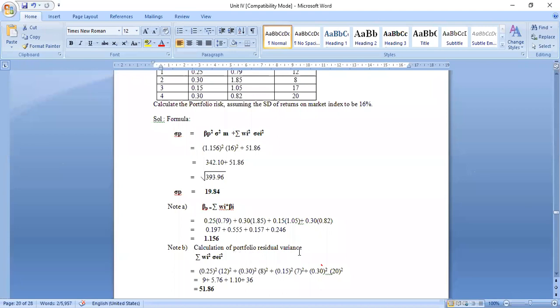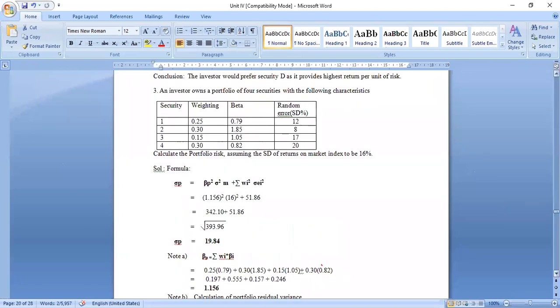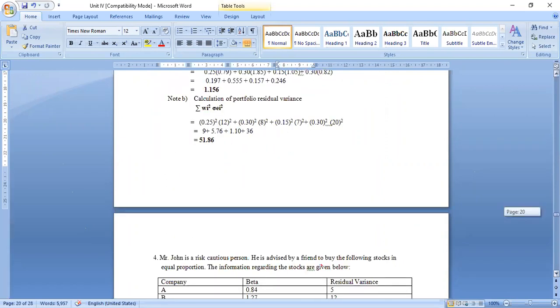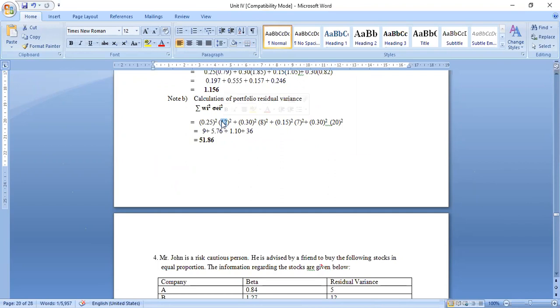Now, when we calculate residual variance, look at this particular column. What is given here? Random error, in brackets, standard deviation. But what we are supposed to calculate is variance. The standard deviation is the root of the variance, and the root value is 12. When you want to calculate variance, we have to square it. That is the reason we have taken 0.25 square into 12 square. This 12 is actually the random error standard deviation, but we need the residual variance.